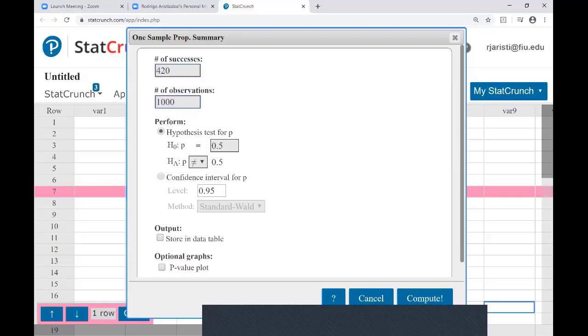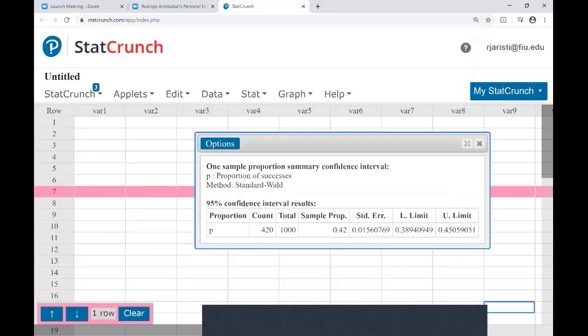1,000 times. We are going to use hypothesis tests in the next chapter, but in this chapter we are going to use this one, confidence interval. Then compute, and we have our confidence interval. Can you see? 0.3894 and 0.4505 is my confidence interval. It's very easy if you use StatCrunch.